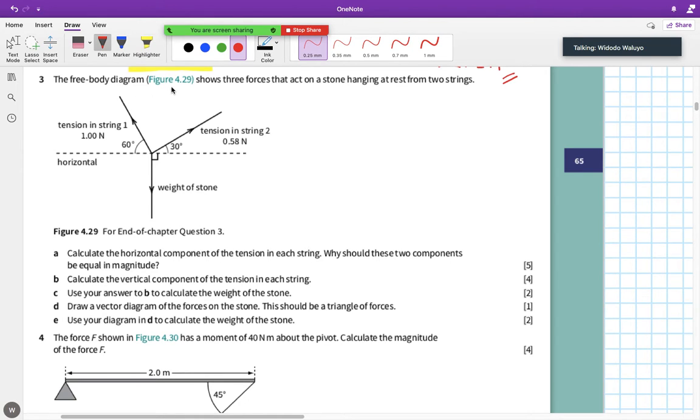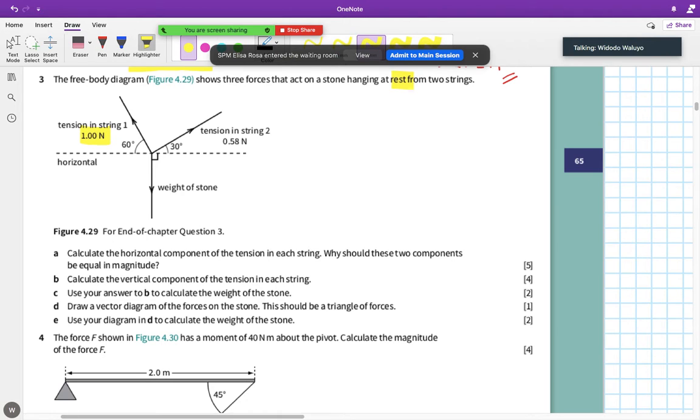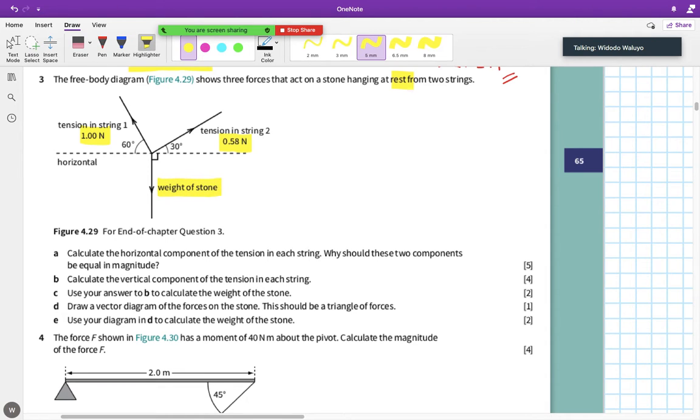A free body diagram, figure 4.29. There are three forces that act on the stone hanging at rest from two strings. This is tension 1, 1.0 Newton. This is tension in string 2, 0.5. And then the weight of the stone. Calculate the horizontal component of the tension in each string. Explain why these two components are equal in magnitude.